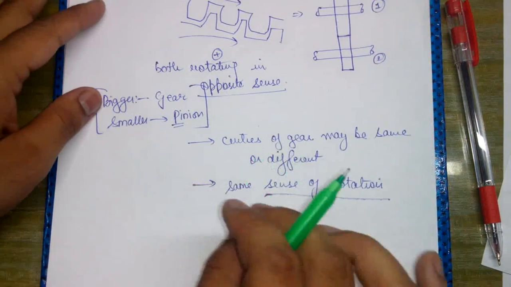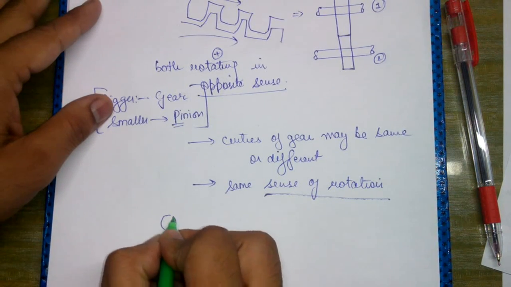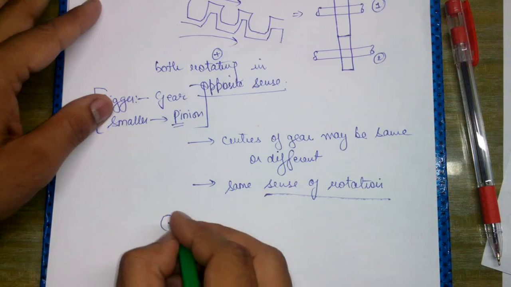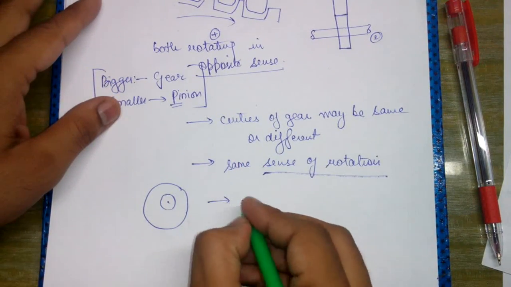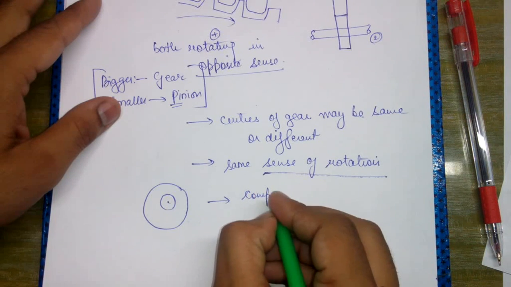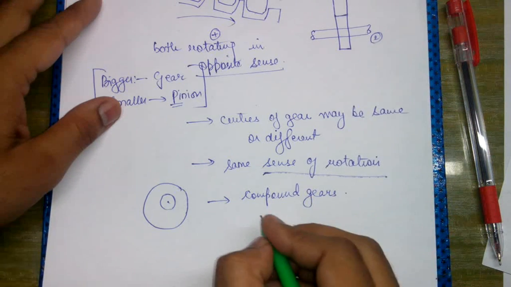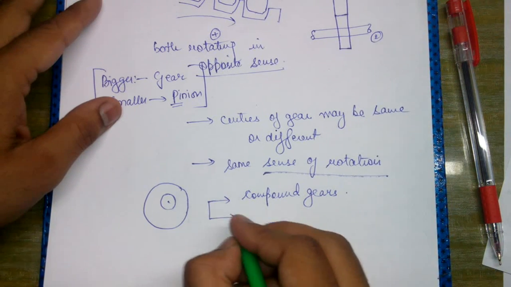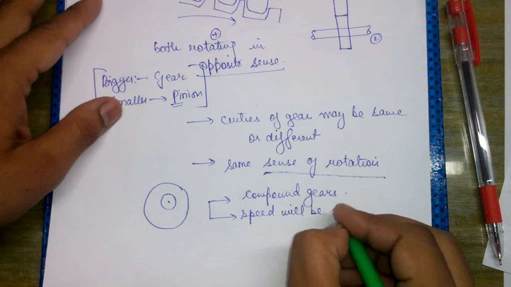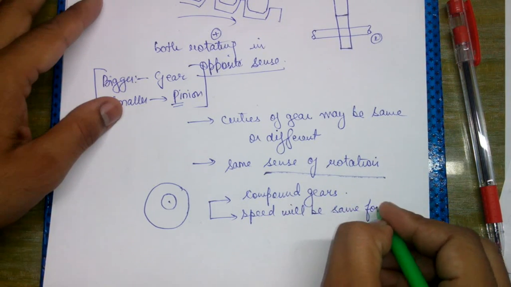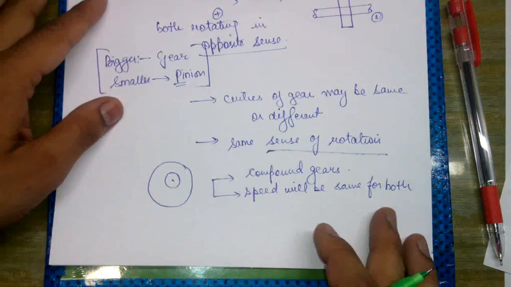And if more than one gear are mounted on the same shaft, for example, if this is a gear which is being mounted on a shaft and one more gear is mounted on that shaft, so if more than one gears are mounted on the shaft, then they are called as compound gears. They are called as compound gears. And one important feature of the compound gears is speed will be same for both. Speed would be same for both the gears which are mounted on the same shaft.